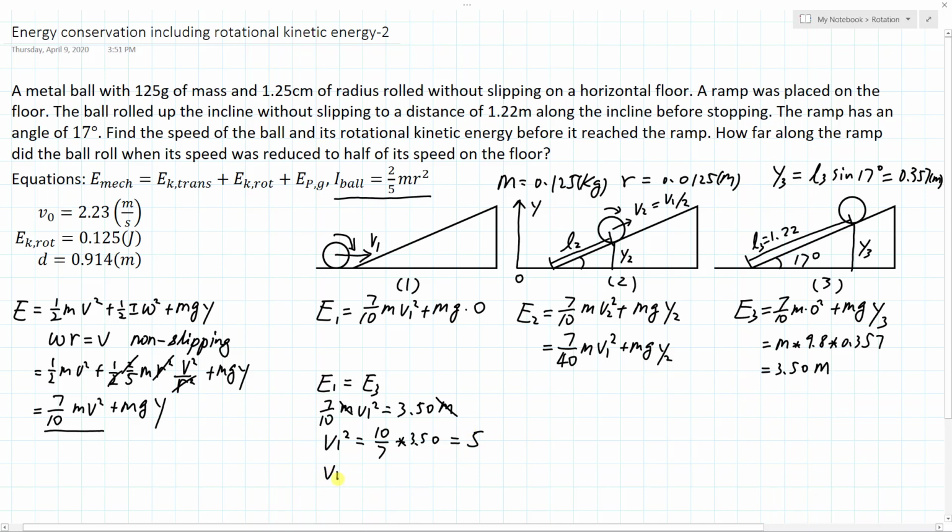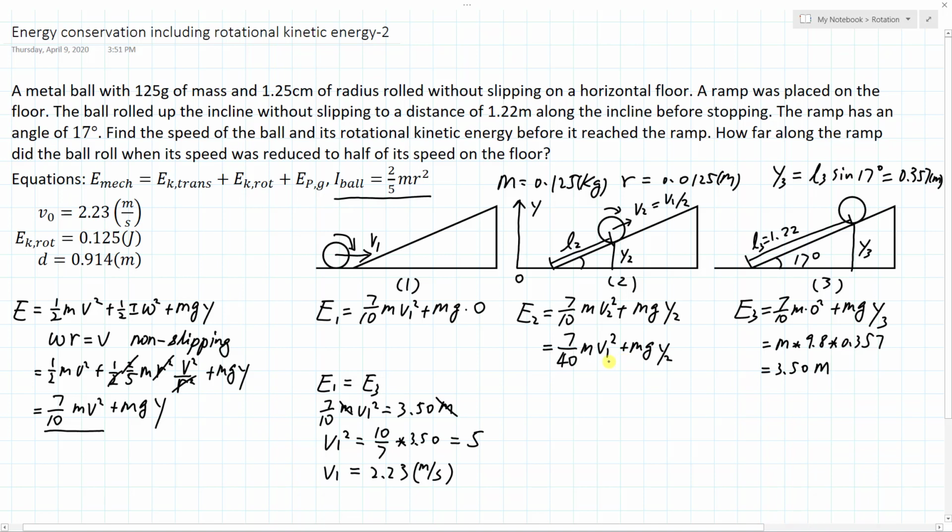So v1, if you square root 5, is approximately equal to 2.23 or 2.24, depending on how you round. Okay, so I'll put the units in. Alright, so that's how fast the ball was rolling before it encounters that inclined plane. So now let's move on to the middle section.